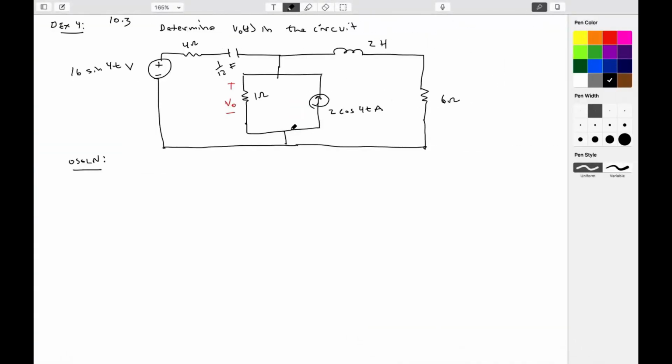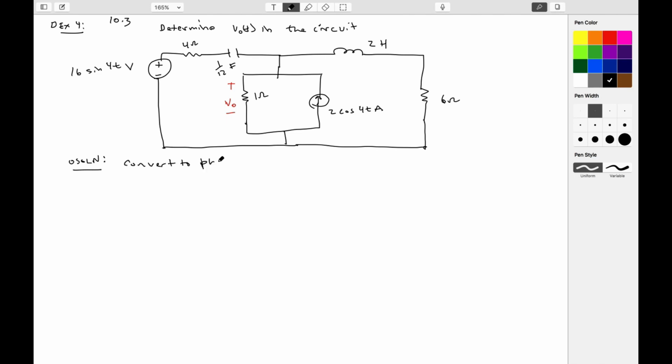All right, okay. Let's do problem or example number 4 for this review. This is problem 10.3 from the textbook, and I want to find V naught in the circuit. This is actually quite similar to a homework problem we had. So the first thing we want to do is convert this to phasors.